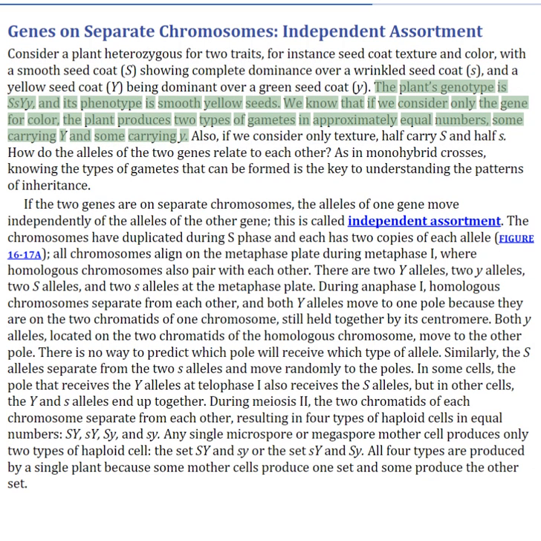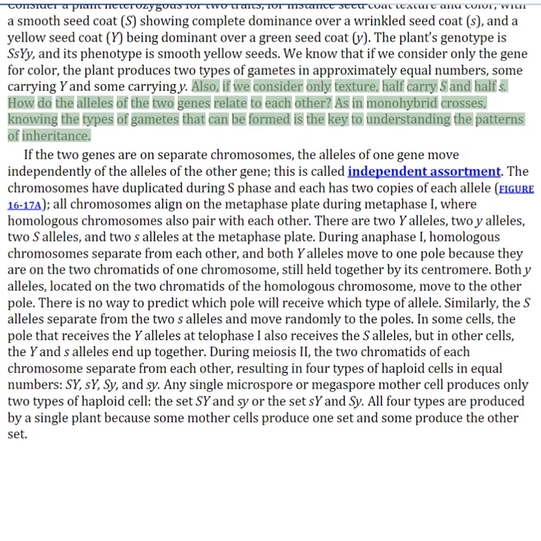The plant's genotype is SsYy, and its phenotype is smooth yellow seeds. We know that if we consider only the gene for color, the plant produces two types of gametes in approximately equal numbers, some carrying Y and some carrying y. Also, if we consider only texture, half carry S and half s. How do the alleles of the two genes relate to each other?